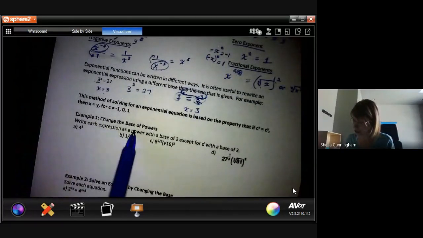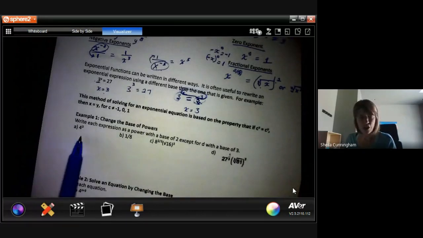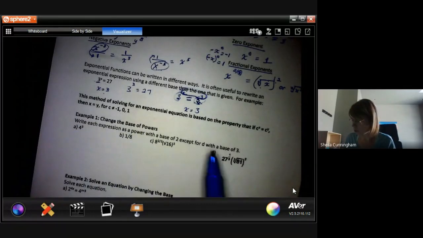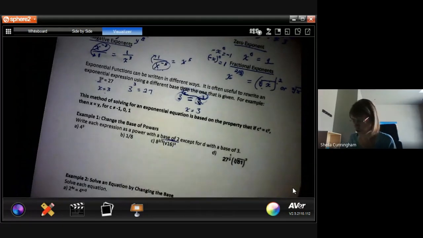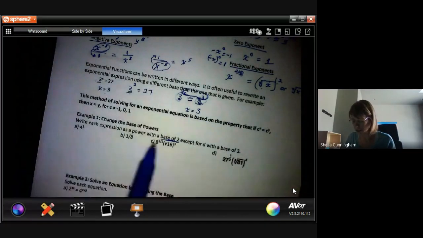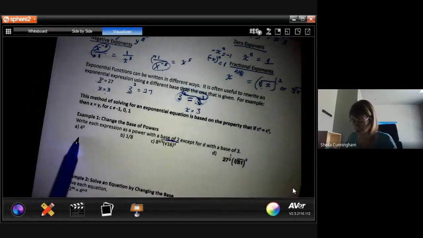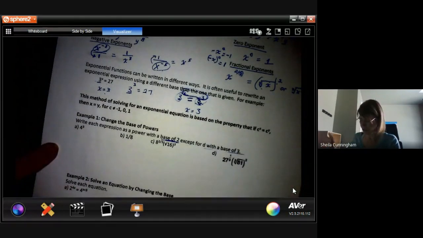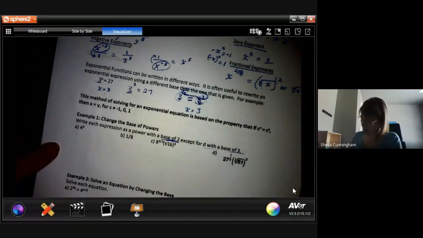It says, example, change the base of powers. In this instance, it's saying write each expression as a power with a base of 2. The 3 up here was our base, so essentially down here, we want our base to be a 2, except for D, where we'll make it a base of 3. Okay, so let's play around with this.